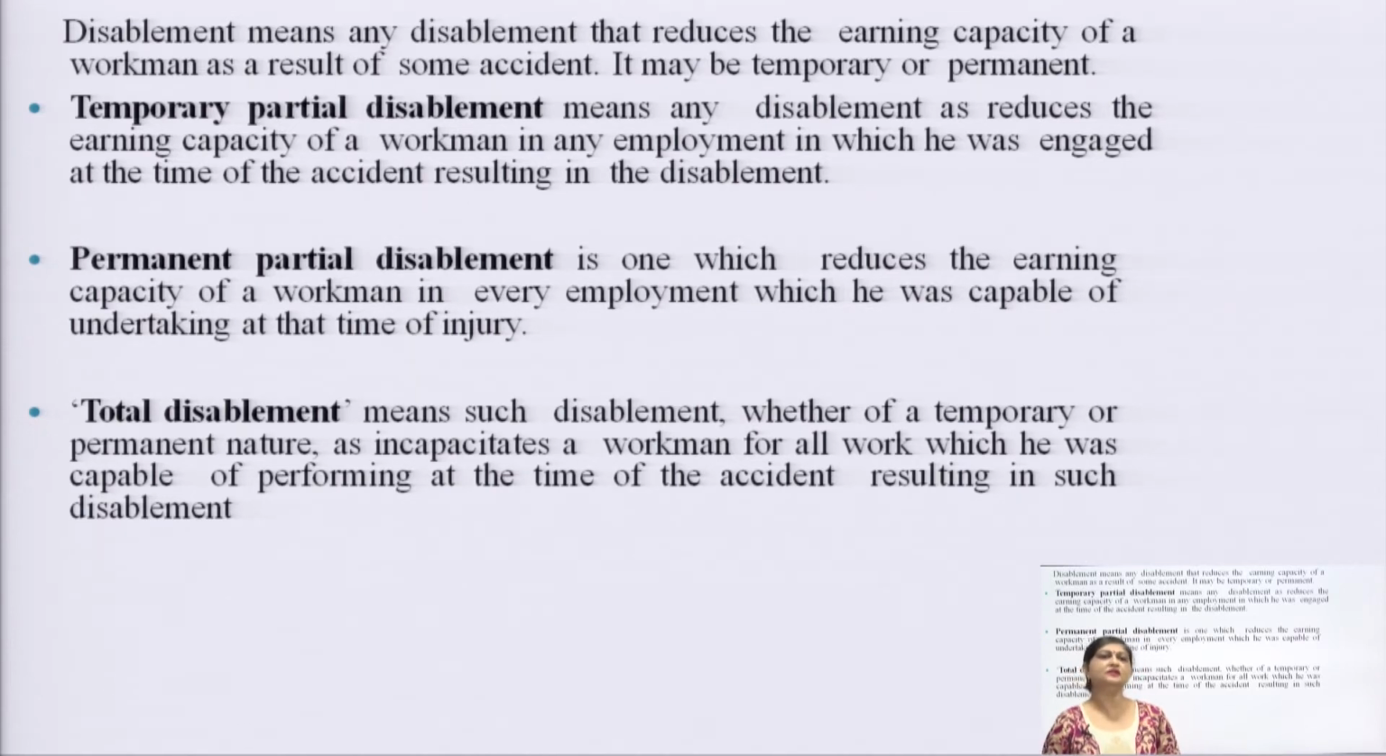And lastly, there is total disablement. This means such disablement, whether of a temporary or permanent nature, as incapacitates a workman for all work which he was capable of performing at the time of the accident resulting in such disablement.